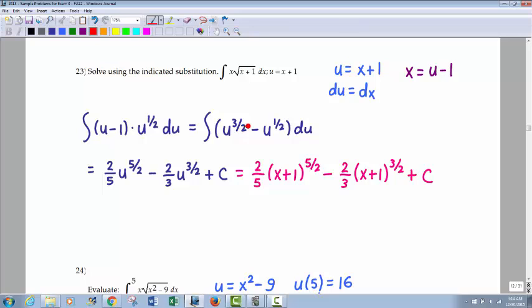So u to the 3/2 plus 1 would be 5/2. So when you divide by 5/2, that will put the reciprocal 2/5 in front. 1/2 plus 1 is 3/2, which puts the reciprocal 2/3 in front. Then plus c. As long as plus c is in the final answer, that's all that really matters. It doesn't have to be in there right now, but it will be in the final. And then the last step is literally just replacing u with x plus 1.